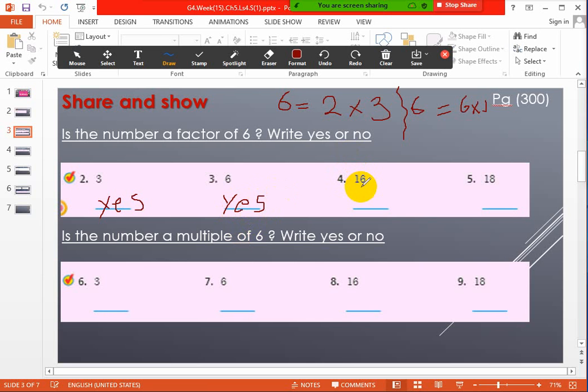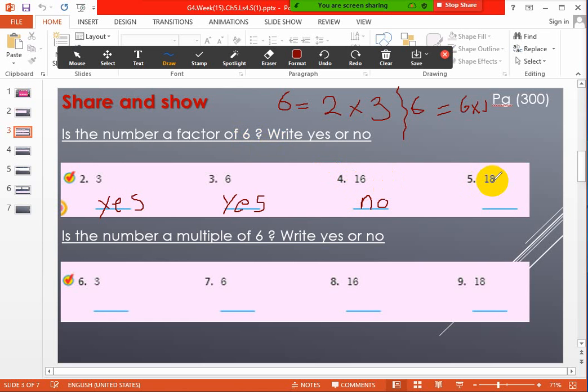What about 16? Is 16 a factor for 6? No, very good. Can you multiply 16 by any number to get 6? No. So this is the condition: you have to multiply this number by a number and the answer of this multiplication must be 6. If I don't have any number, that means this is not a factor, so the answer is no. And you notice that 16 is greater than 6, so of course it's not a factor.